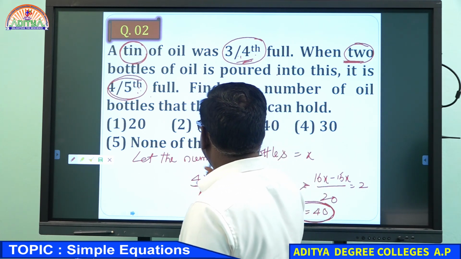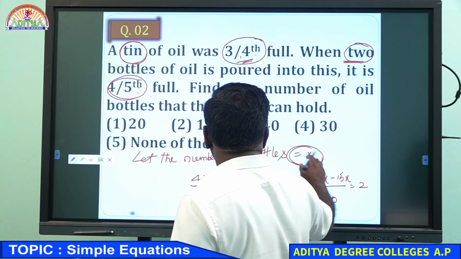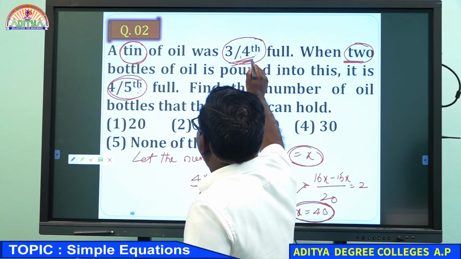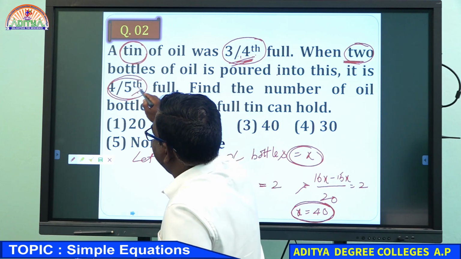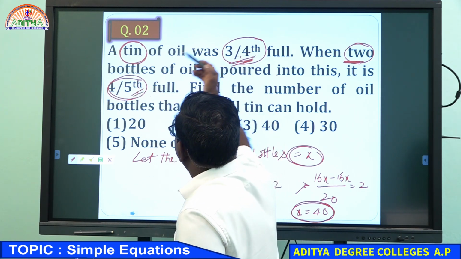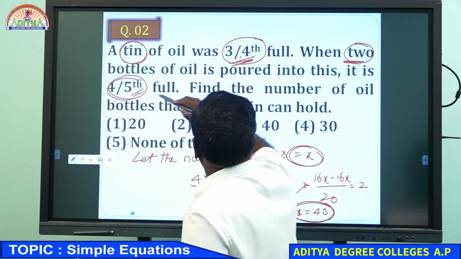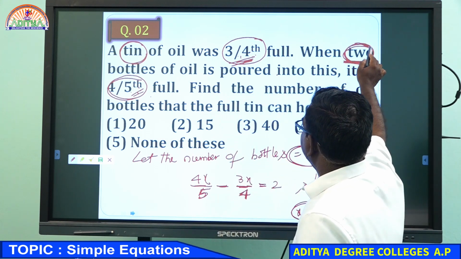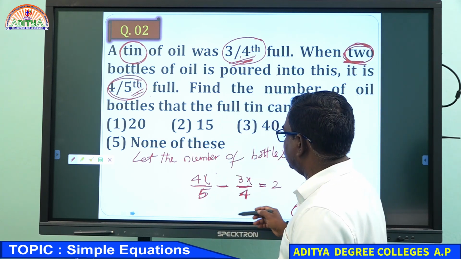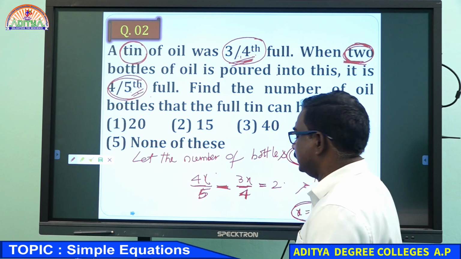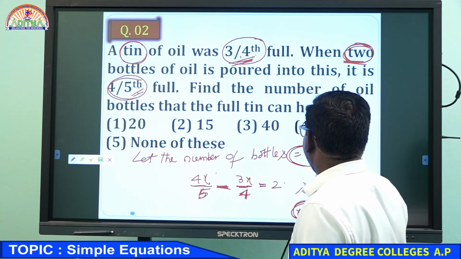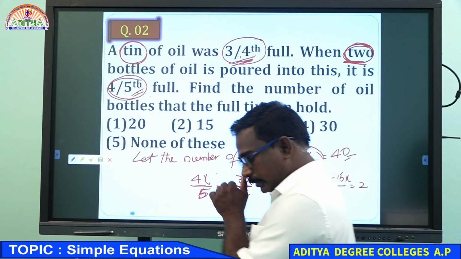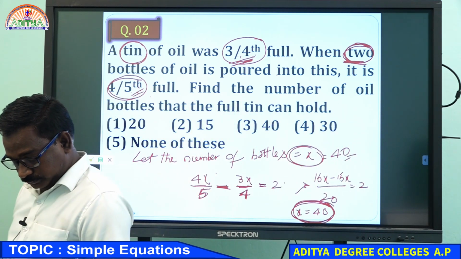Let the number of bottles be X. This one is 3/4 full. After that, 2 bottles we poured into it, and it increased to 4/5. Between 3/4 and 4/5, the difference is these 2 bottles only. So the difference of 4/5 and 3/4 is given as 2 bottles. So X is 40 bottles.